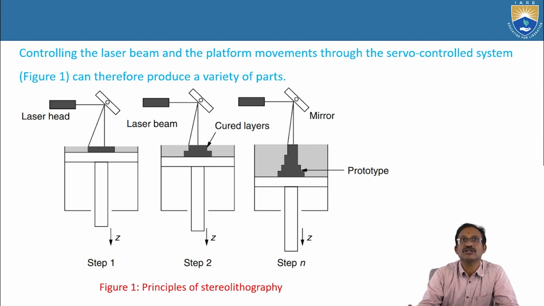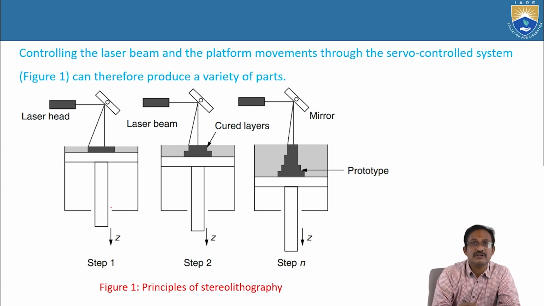Principles of stereolithography. Look at this figure 1. Controlling the laser beam and the platform movements through the servo control system, figure 1 can therefore produce a variety of parts. See here what will happen. This table is lowering, moving downwards in the Z direction. Step 1, the top layer is solidifying through the laser beam. Again in step 2, what is happening? It is lowered down a little.